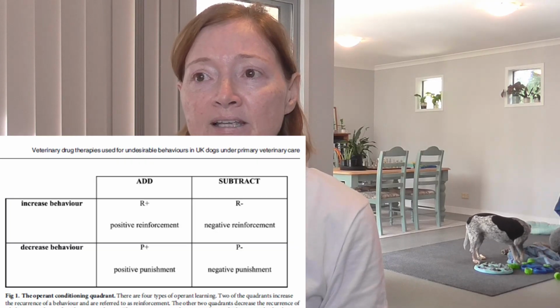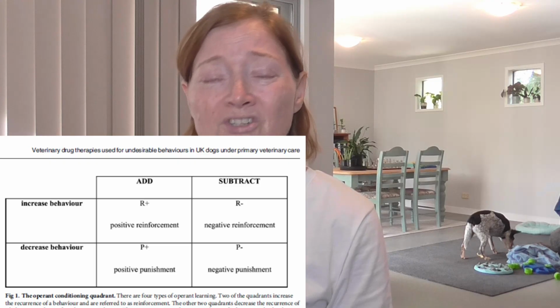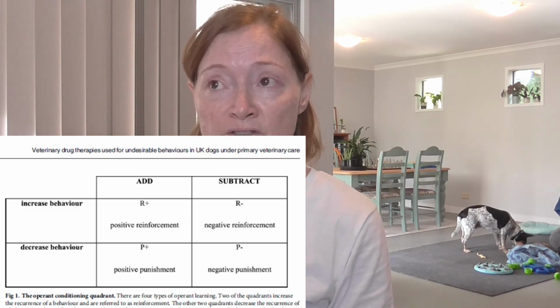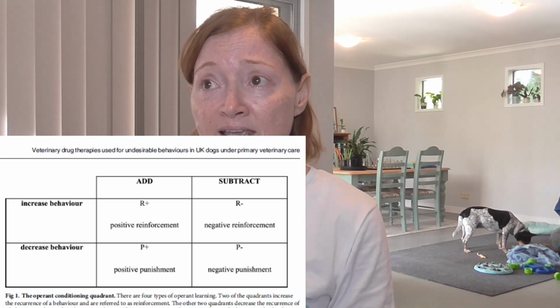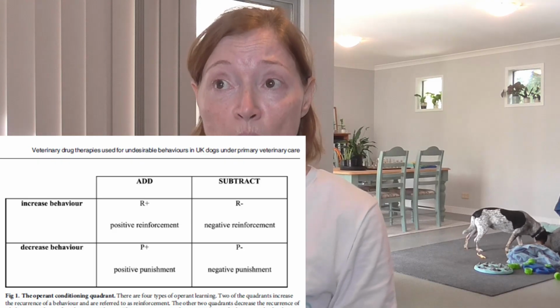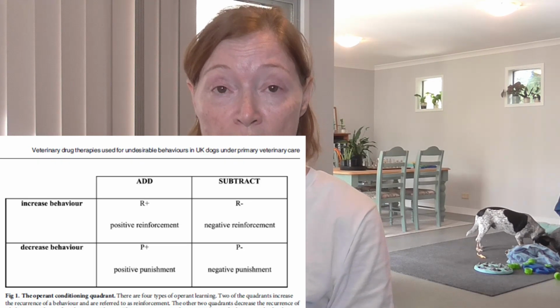Alright, so I want to go through first of all the model. Here it is here. Now basically what it talks about is the 4 types of operant learning, which is learning via the consequences of your actions. So basically we can see here increasing behaviour versus decreasing behaviour. If we want to increase a behaviour in a situation, we use positive reinforcement or negative reinforcement.